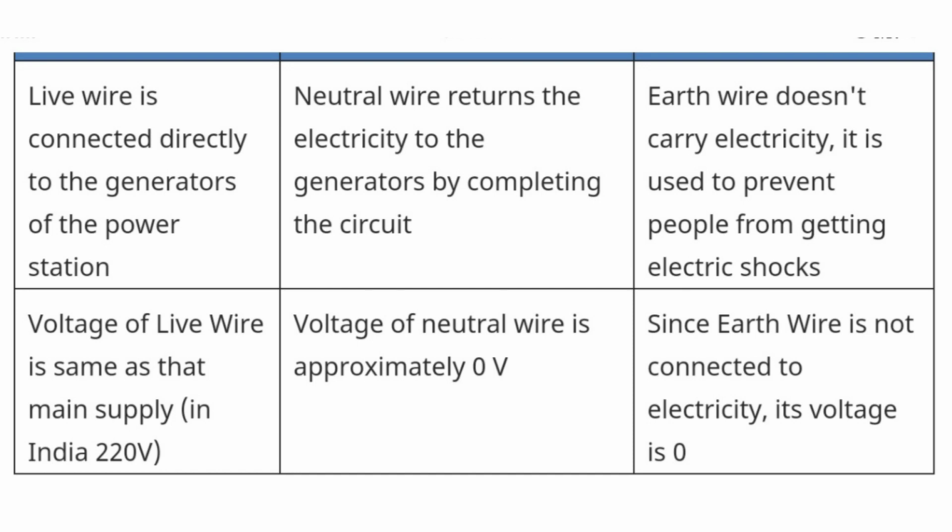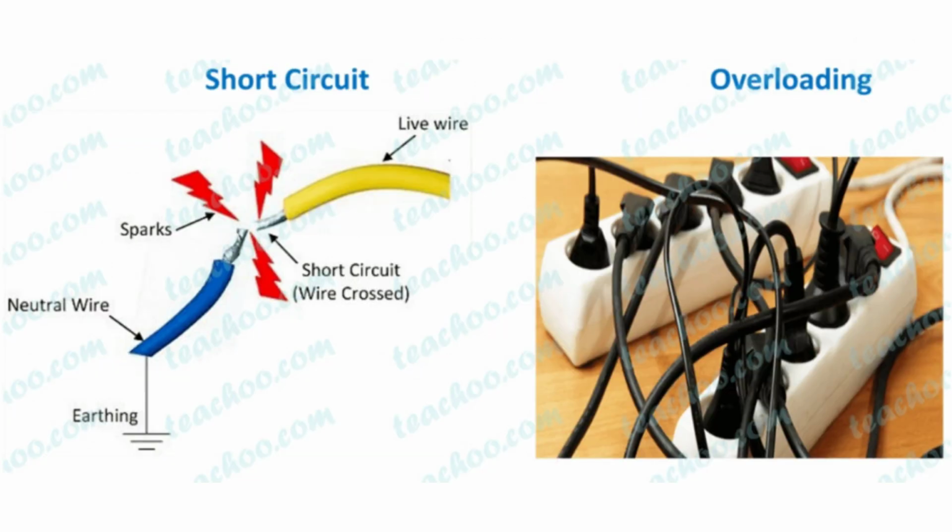So the voltage of the live wire is the same as the main supply, here 220 volts, and the voltage of the neutral wire is 0 volts, and since the earth wire is not connected to electricity, the voltage is 0. So that means the live wire is 220 volts and the neutral wire is 0 volts, but the earth wire does not get the electricity and its voltage is 0.